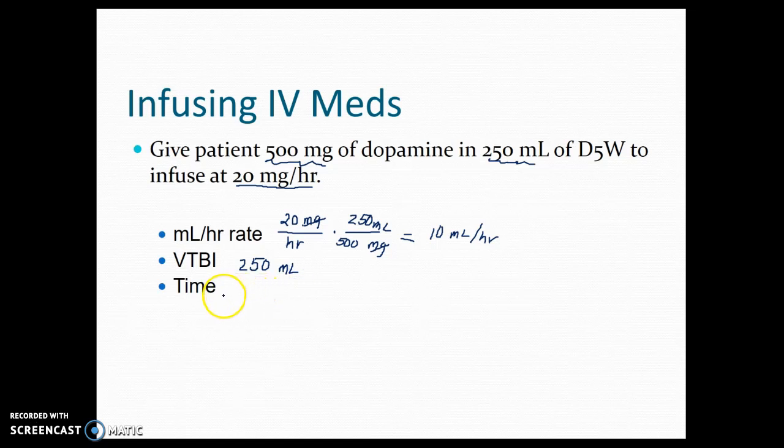I have to do a little bit of math here. I know that the 250 mLs is to be infused at a rate of 10 mLs each hour. And this is my answer from the first part. So on my calculator, 250 times 1 divided by 10 gives me an answer that this infusion will take 25 hours.